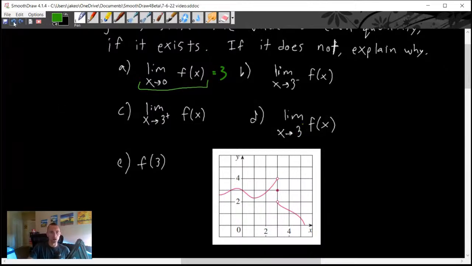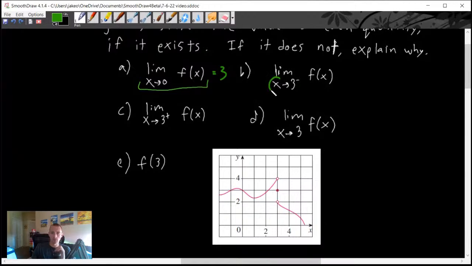So just like we talked about before, if both one-sided limits exist and are equal to each other, then the two-sided limit will also be that same value. So basically, if part B and C give us the same number, part D will also give us that number. Otherwise, part D will be does not exist. So let's again think about this ant analogy. Imagine we are an ant walking along this function.